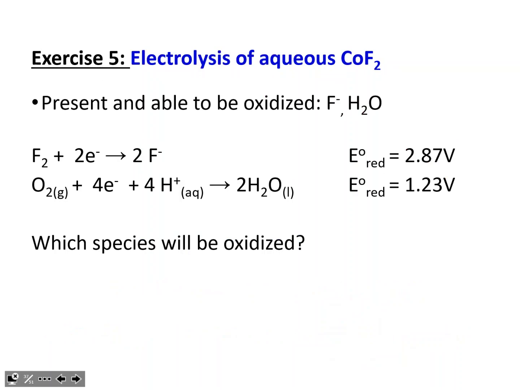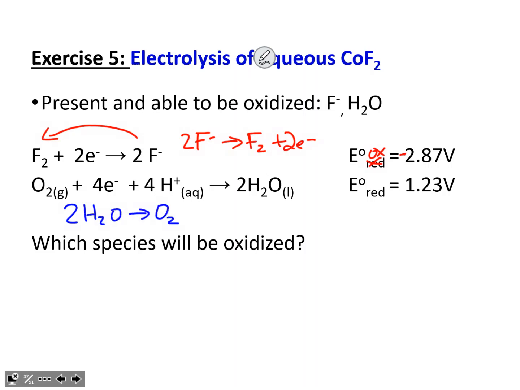Last but not least, this last example here, we have electrolysis of cobalt 2 fluoride. This particular case, you would flip this one. Okay, so we have the 2 fluorides going to F2 plus the 2 electrons, and this becomes E-ox, but it's now negative. And like I said, you flip this one, you get the 2 waters going to the oxygen plus the 4 electrons, and this turns into E-ox, which is negative.